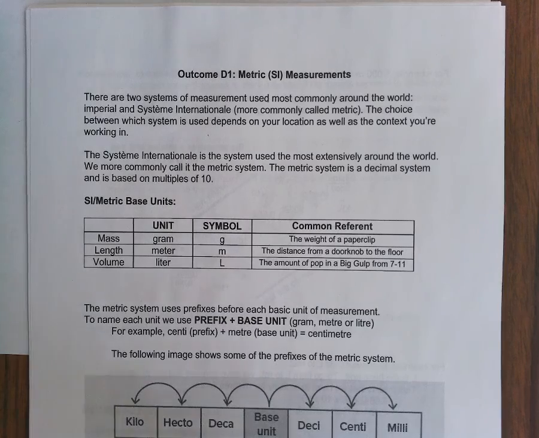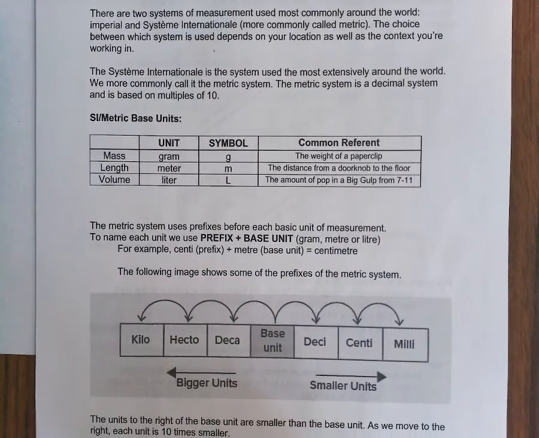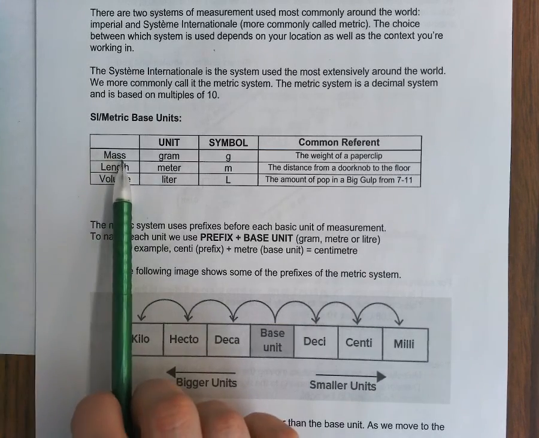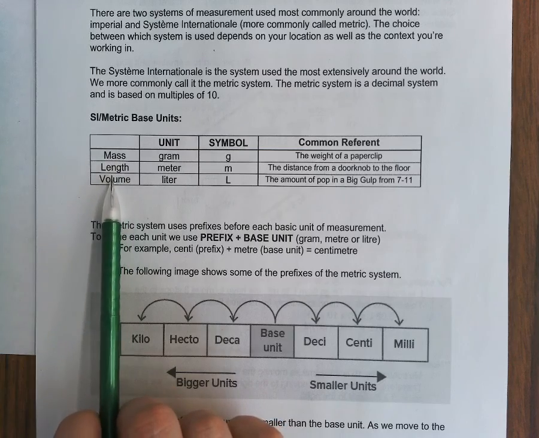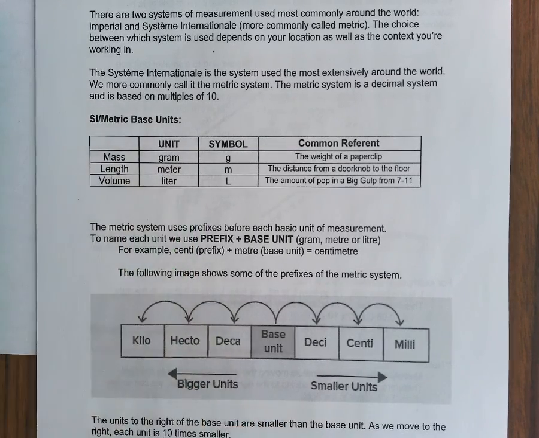In this lesson we're going to focus on the metric system, and the thing to know is that the metric system is based on a decimal system, which is all based on multiples of 10. So we have things called base units. These are your base units, and there's one for mass or weight, one for length, and one for volume. These are grams, meters, and liters.